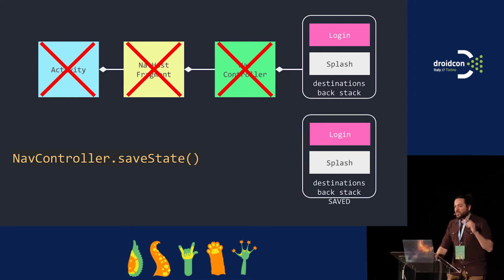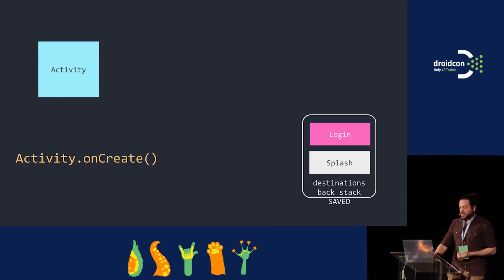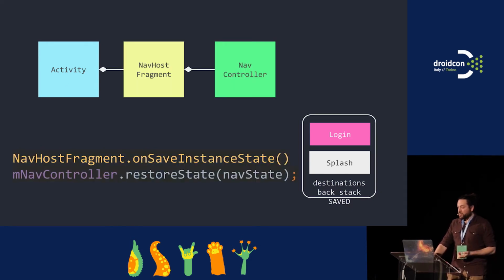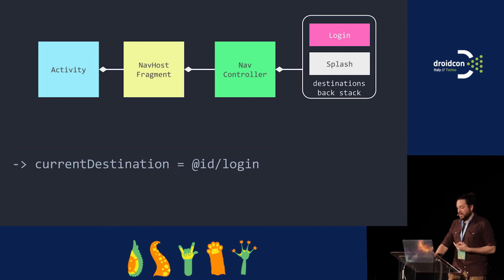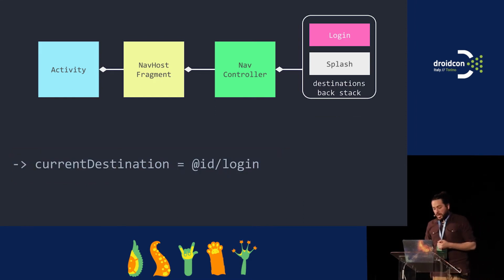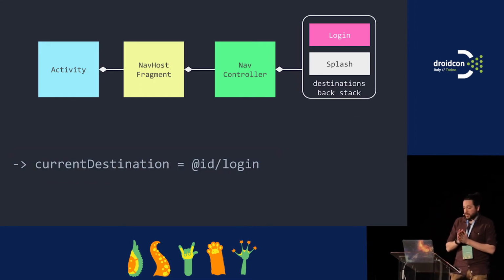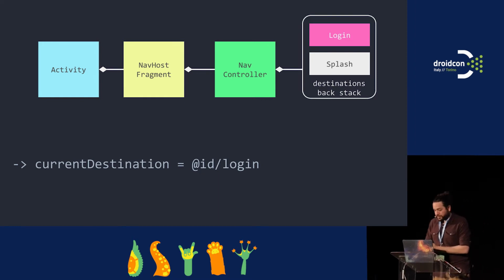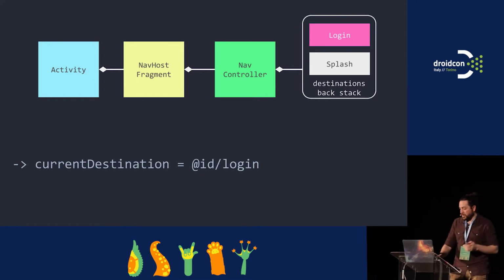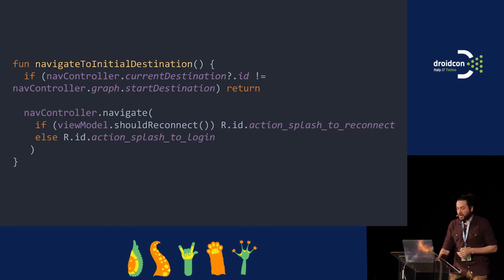And then what the Nav controller is doing, it will save the backstack before it gets destroyed. Then the activity is respawned, and the Nav controller will get back this backstack. And at this moment, the current destination is still login, and it's not the splash as we did before. So when we are calling navigate to the initial destination, if we call an action that is linking two destinations, but you are not on the first destination, the app crashes, and that's normal.